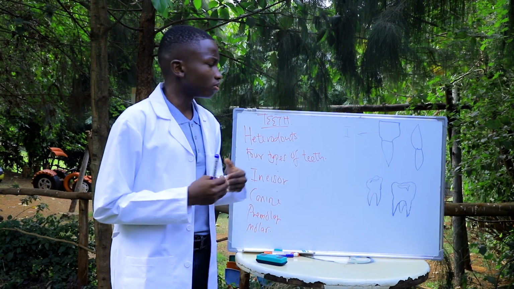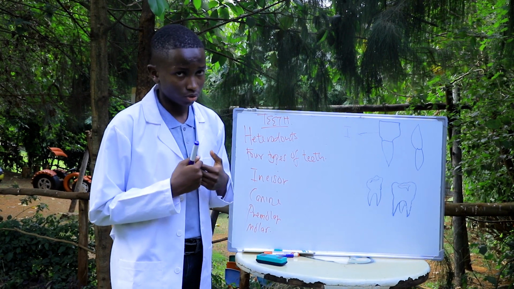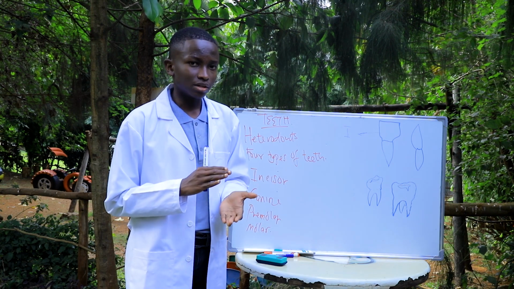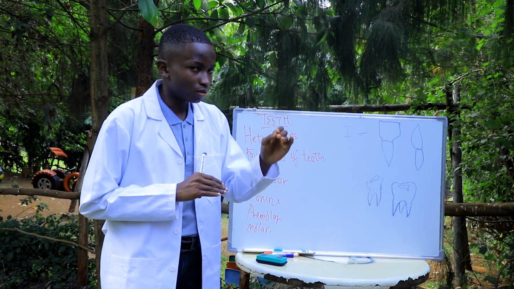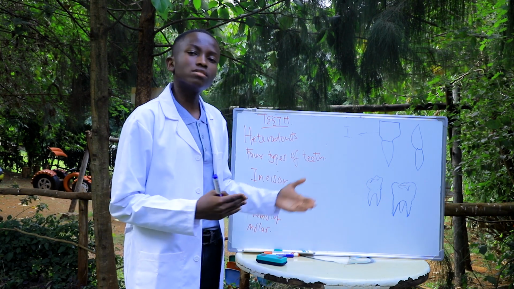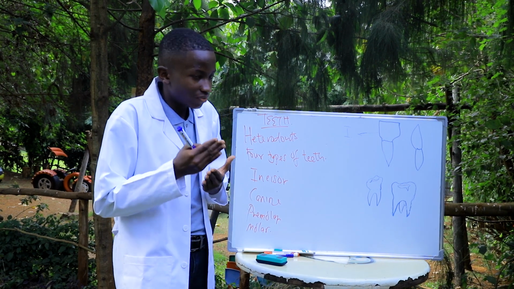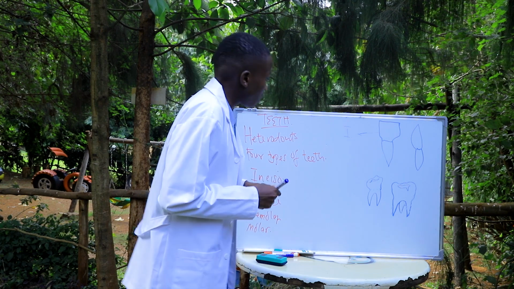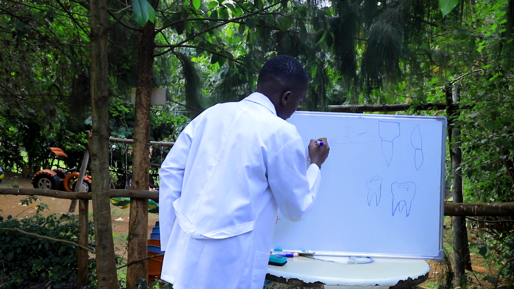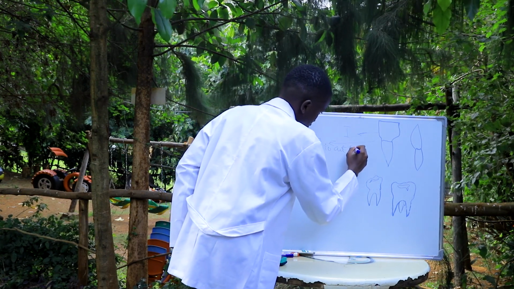Now, every single tooth has been adapted so that it can have a particular function. For example, the incisor has been adapted for biting and cutting food. That is why it is chisel shaped. If you are ever asked the function of the incisor, it is used to bite and to cut food.